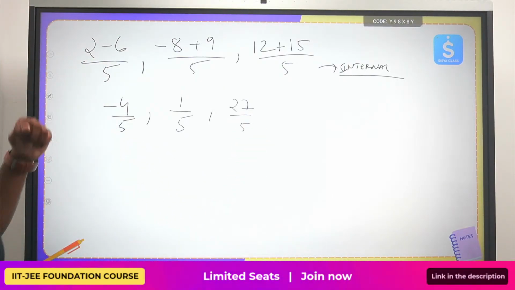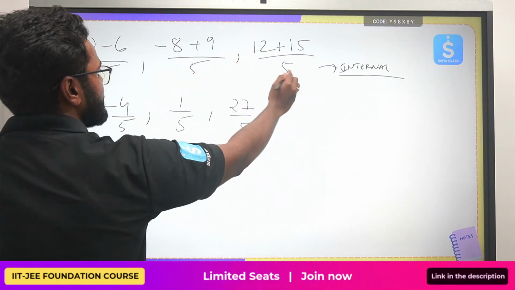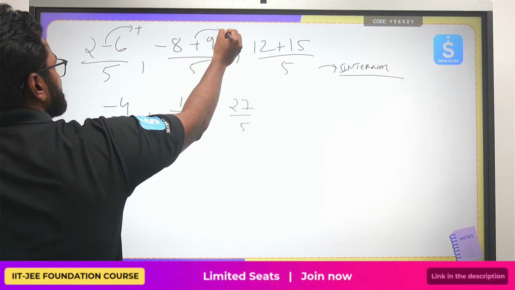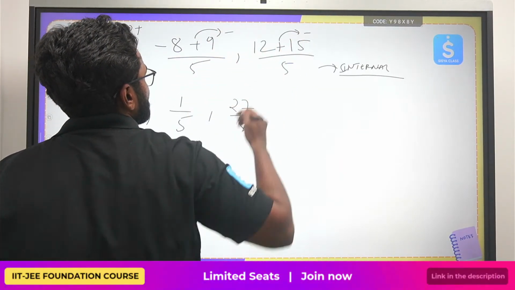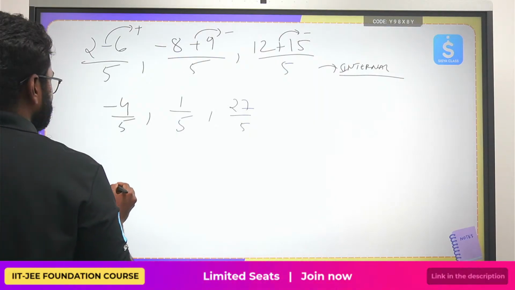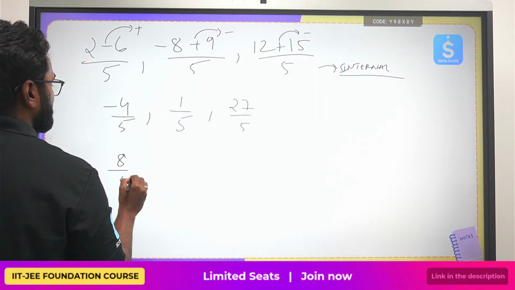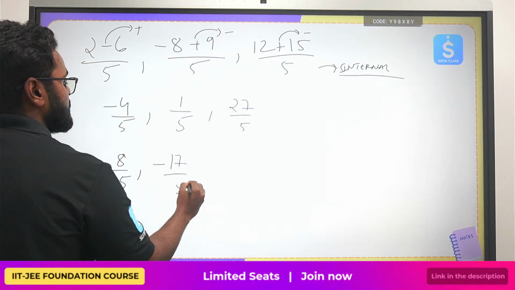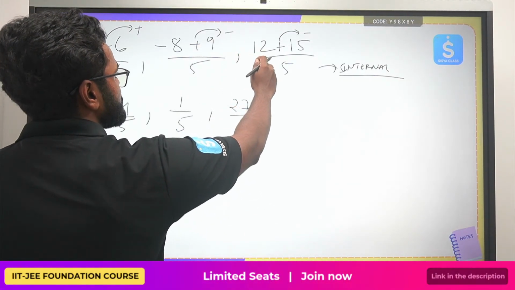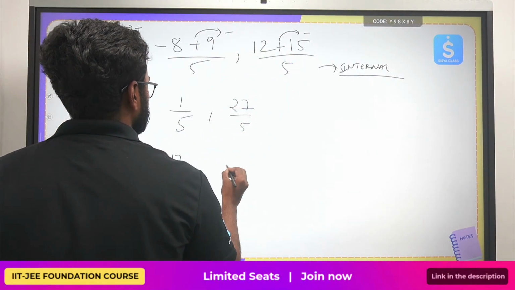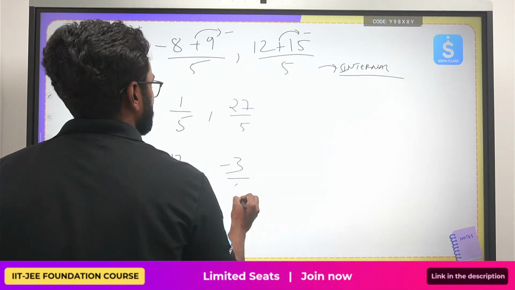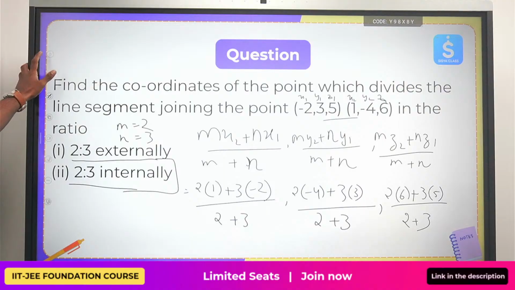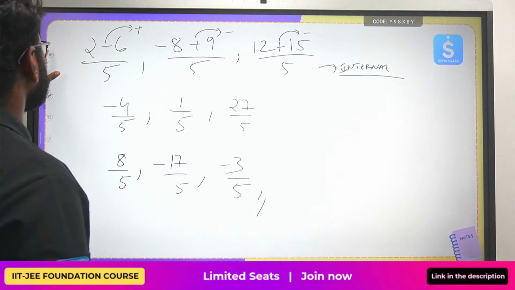Now this is for internally, right? If we change the sign in between, if we change plus to minus and minus to plus, we'll get the external formula. 2 plus 6 is 8 by 5, comma minus 8 minus 9 is minus 17 by 5, comma 12 minus 15 is minus 3 by 5. This is the external formula. Hope you understand it. Okay, let's continue.